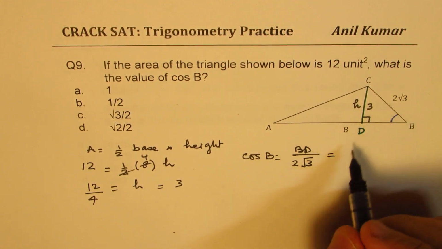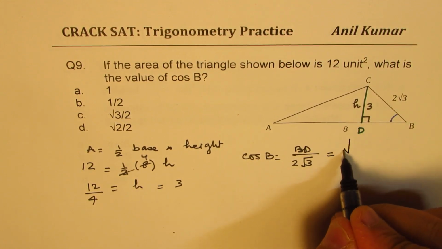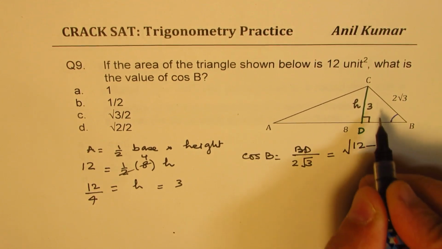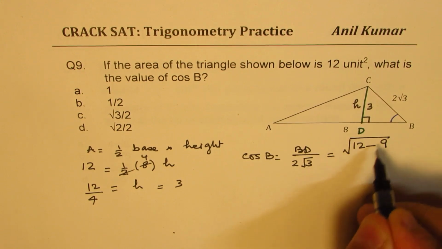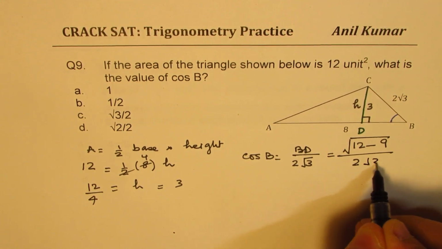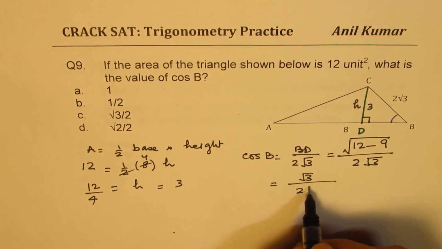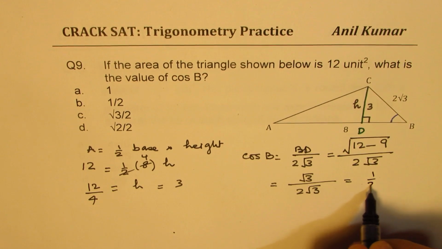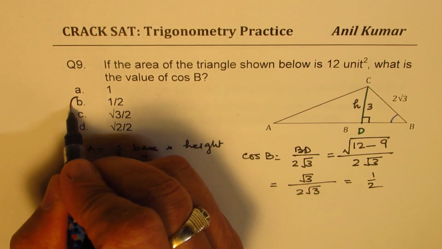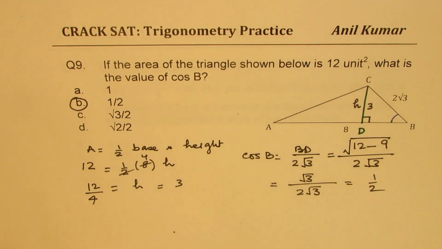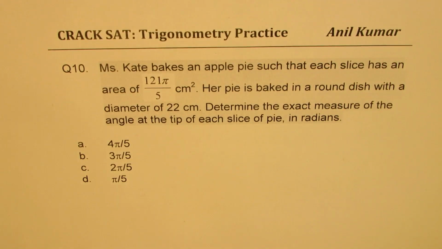So BD is the square root of this square minus that square, right? So the square of 2 square root 3 is 4 times 3, which is 12, minus 9. So what we get here is square root of 3 over 2 square root 3, which gives us half as the answer, which is option B, correct? So that is how you're going to solve this particular question. Now it is slightly tricky, and I hope you get the concept. Let's move on and take the last question.